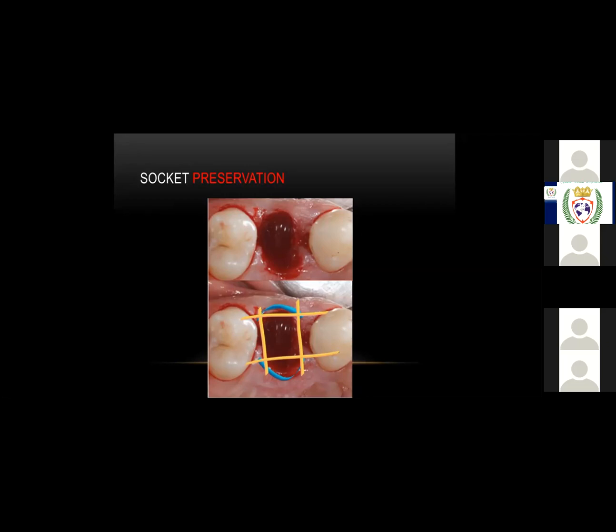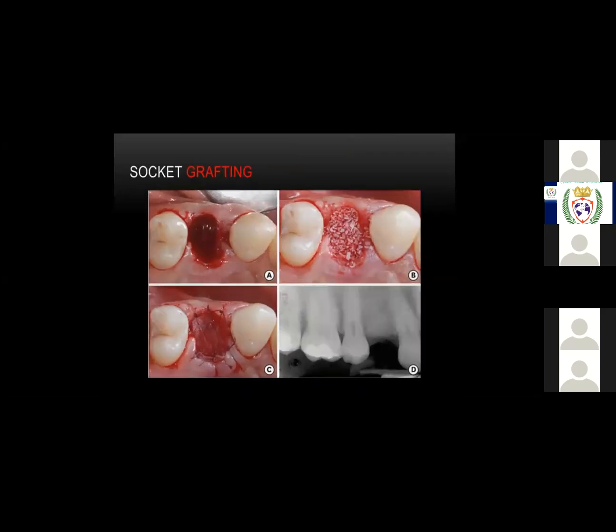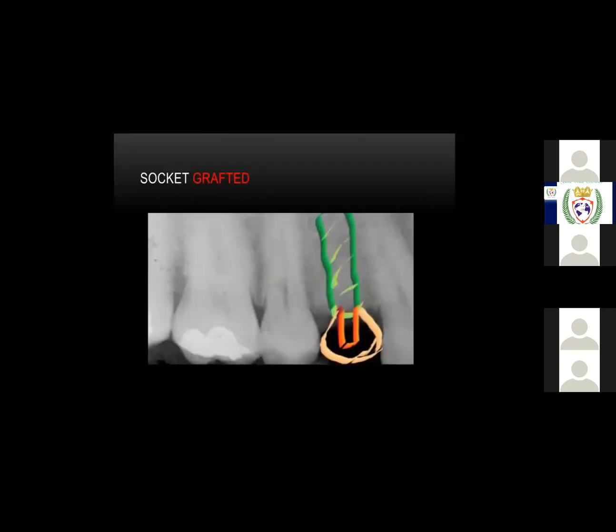Regarding the membrane, if you can close your flaps completely, then you can put a resorbable membrane. If you can't close your flaps completely, then put a non-resorbable membrane, just tuck it in nicely into the flap. After 3 months, you can remove the membrane and put an implant. Socket grafting definitely will help. You can see in this case, which has preserved a lot of bone, and definitely you can go ahead and place the implant there.